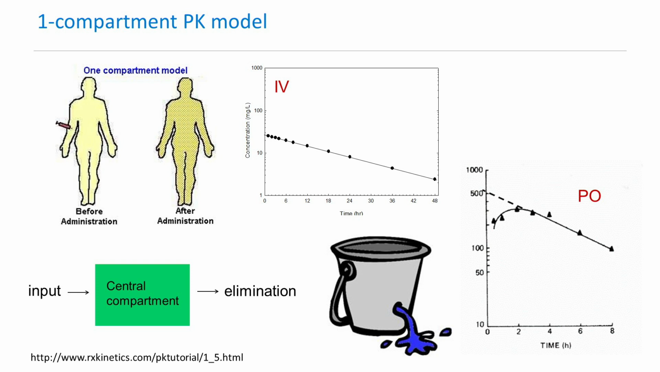And one is the one compartment model. So one compartment model is essentially a bucket with a hole in it. So you administer the drug to the patient. It is immediately mixed and all over the body. And then you have elimination from that bucket, from the person. And so it's very, very simple if you plot the concentration time profile on a semi-log plot.